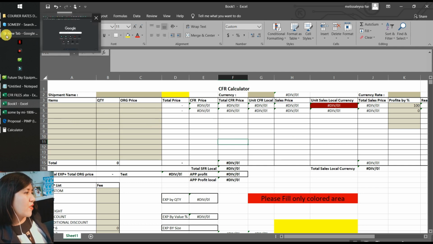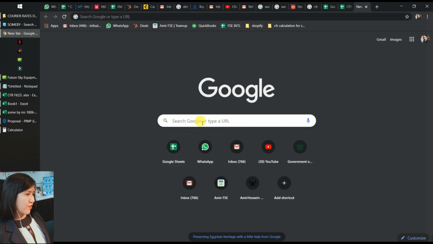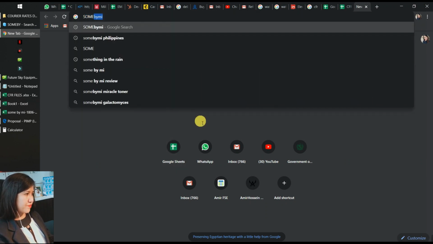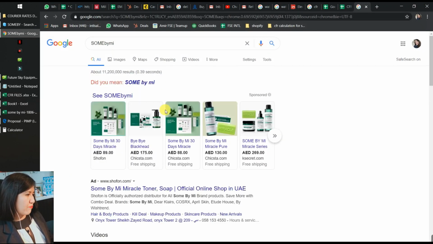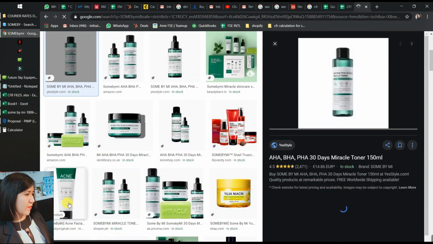This product is very famous in the Philippines and also here in the UAE. The product is called Some By Mi. I'll show you the Some By Mi toner. So this is the item.